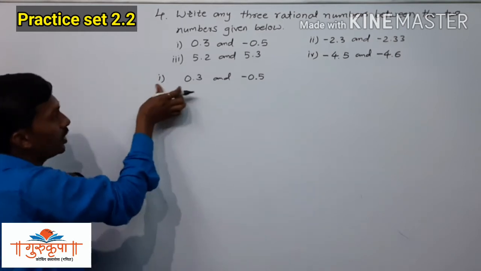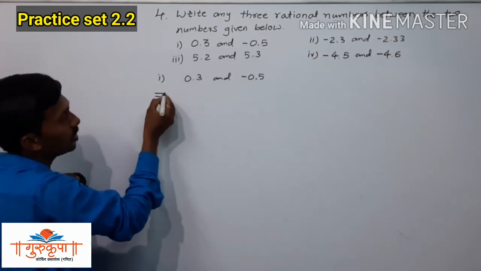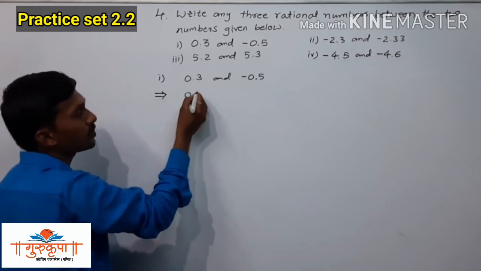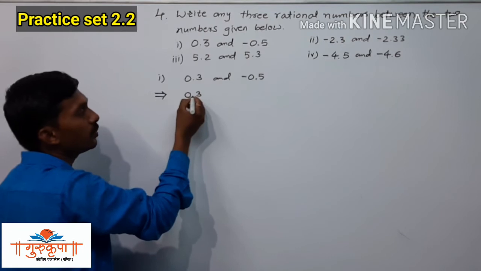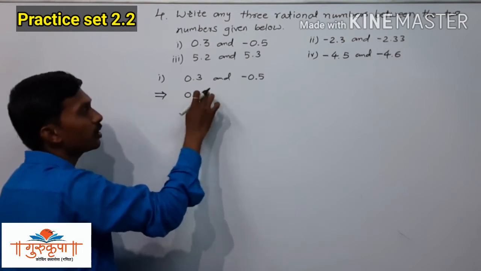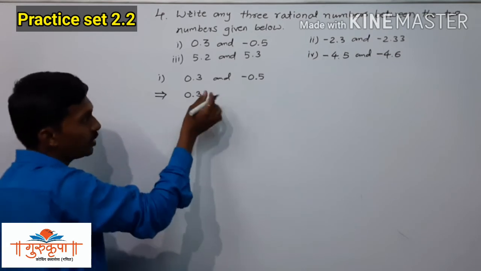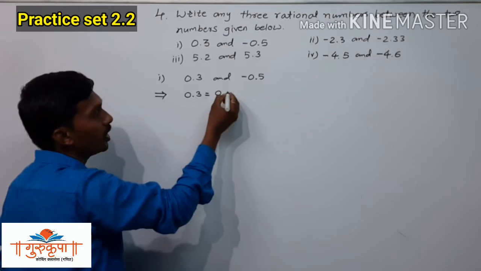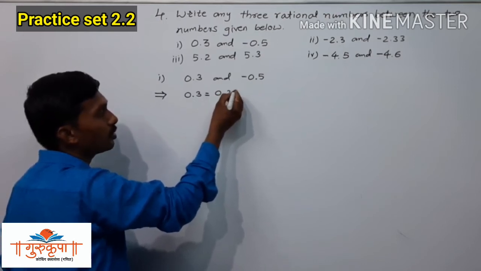So how can you easily get the three rational numbers between these two? Here we have 0.3. You can simply write this 0.3 as 0.30.